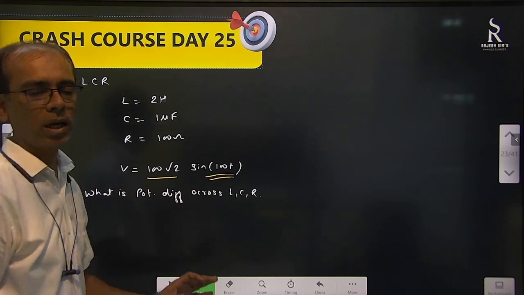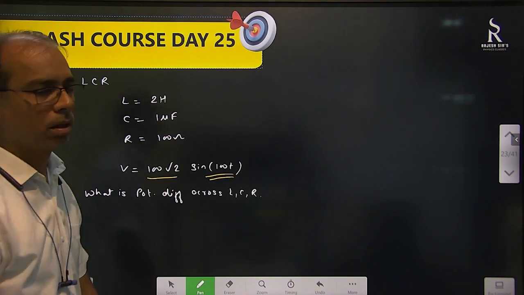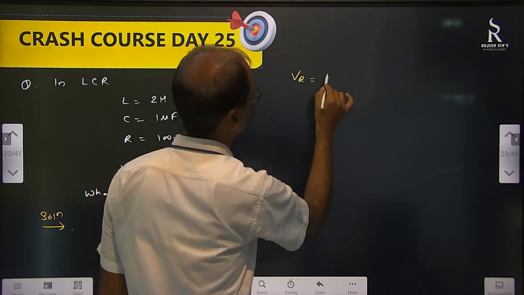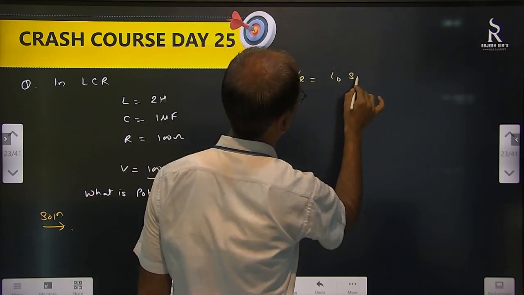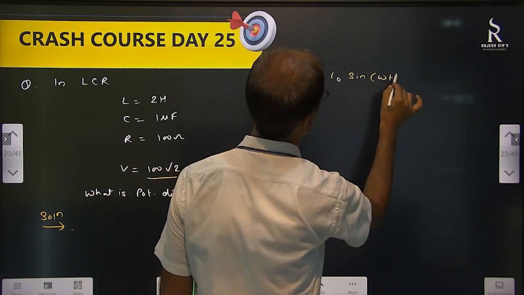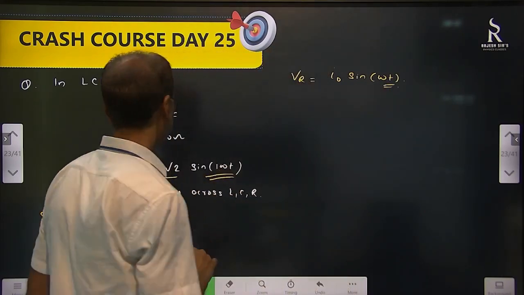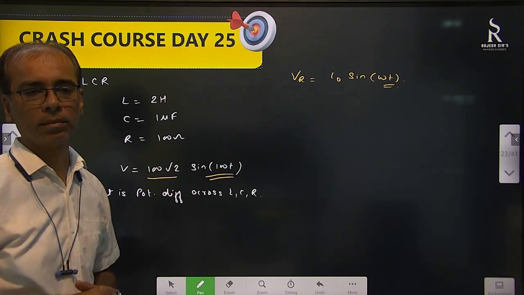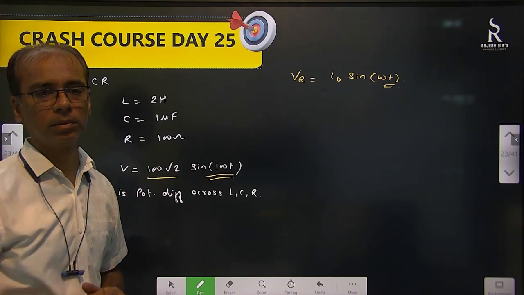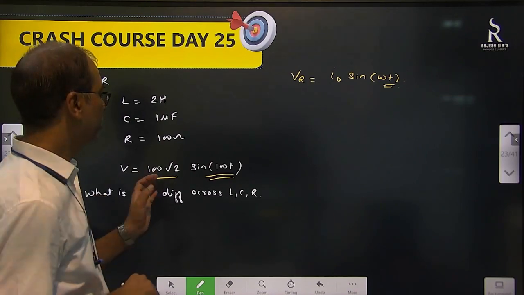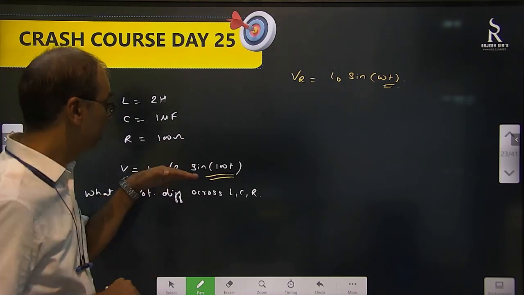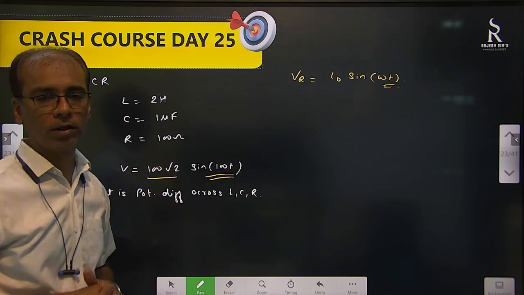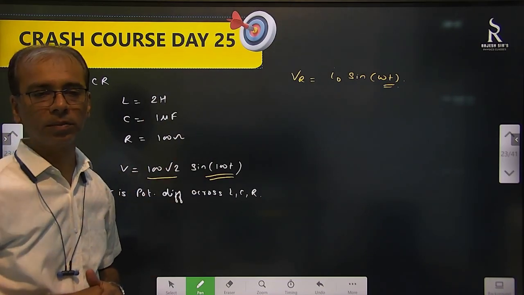Now across R, first of all we will talk about across R. VR. Now what is VR? VR we will say is I naught sine omega t. But in this case, supply is given like this. So can we say I is like that? We will not be able to, because we do not know how the current is going in this one. With this supply, its current is also having some phase difference. There is a possibility of that.